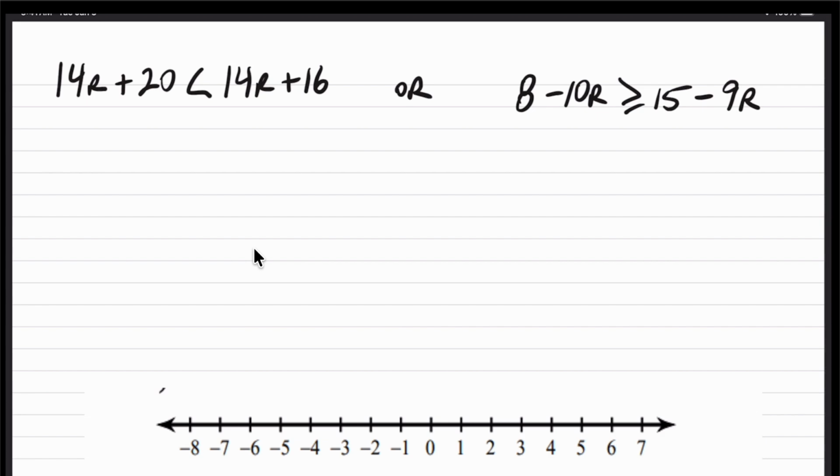Next, we have an OR problem. So unless we see a warning sign, we're expecting both ORs. Here we go. Immediately, we see on the one on the left that if we subtract 14r from both sides, we're going to end up with the variable getting lost. So we're going to end up having 20 is less than 16. So that is a false statement. Therefore, this part of the problem has no solutions.